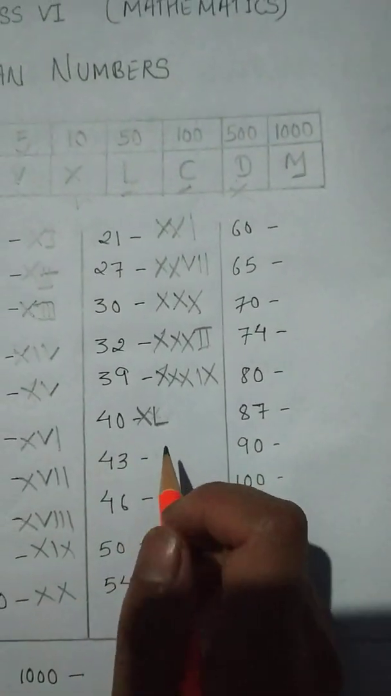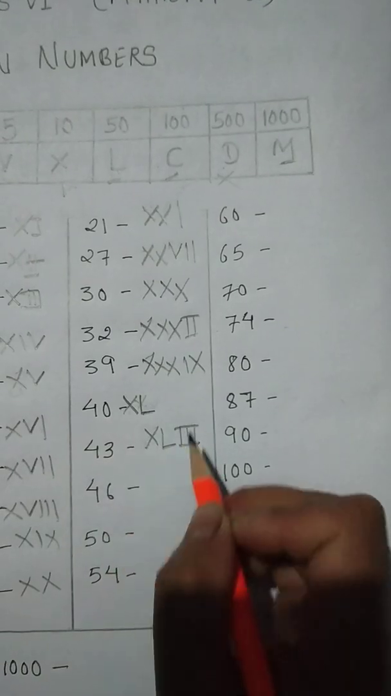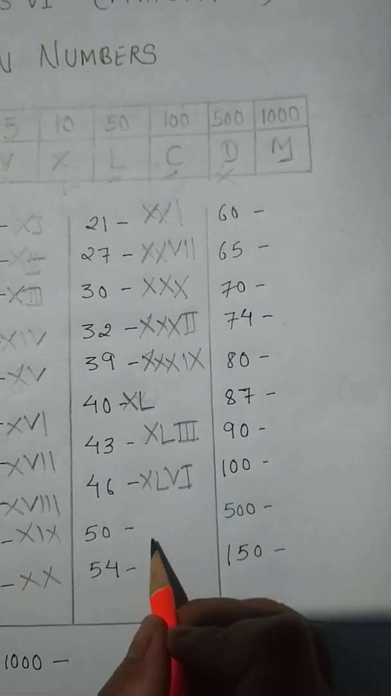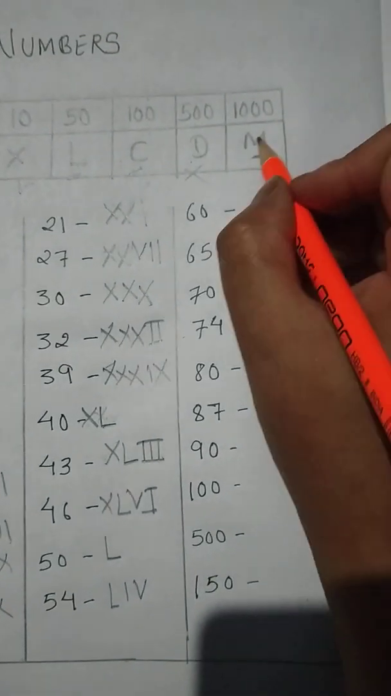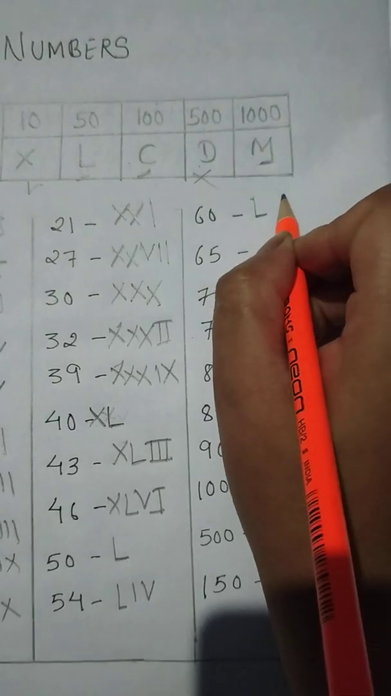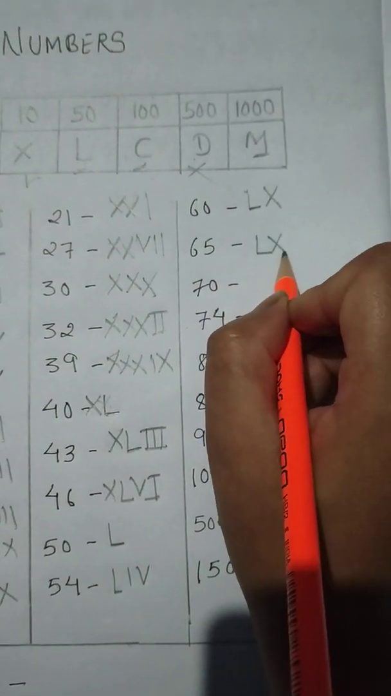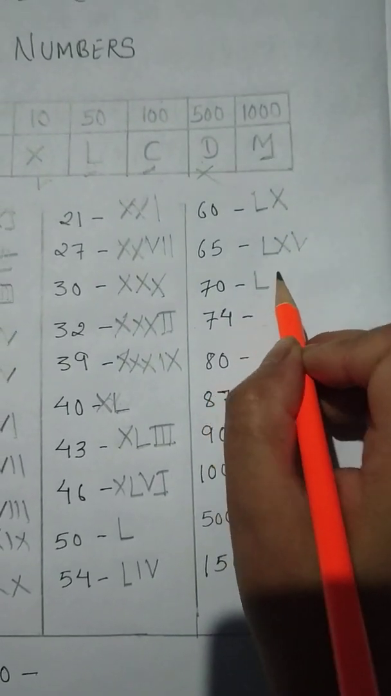So this is XL. 43, XLIII. 46, XLVI. Okay, 50, L is there. 54, LIV. 60, LX. Okay, 65, LXV: 50 plus 10 is 60 plus 5 is 65. 70, LXX.